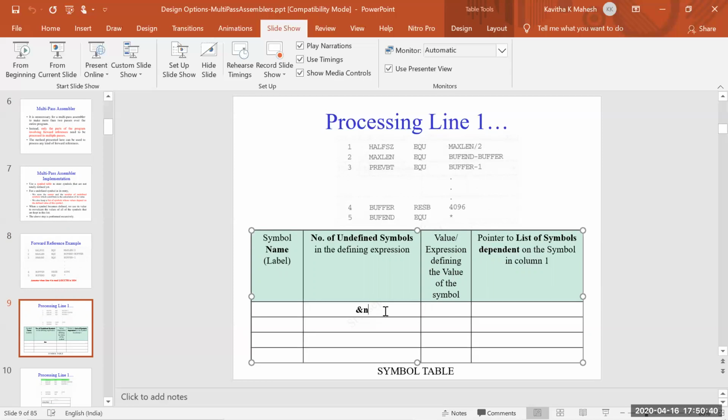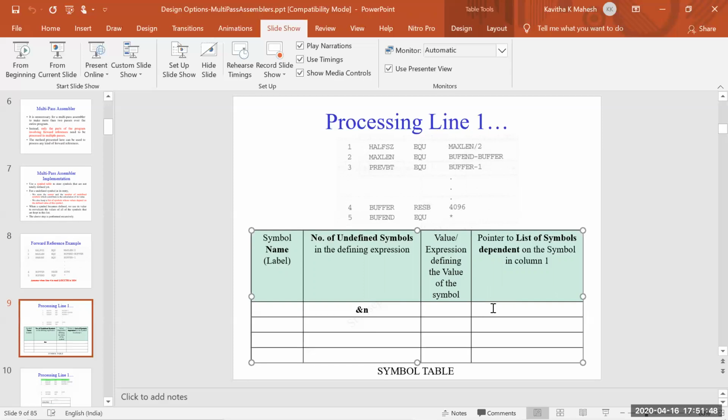The second column holds information about the number of undefined symbols in the expression that defines the symbol in the first column. For instance, in the first instruction here, the symbol name is halfset, which will be kept in the first column. The value of the symbol is given by the expression maxlen by 2, which will be kept in the third column. Now, in the defining expression, we have one symbol, that is maxlen, whose value is not known because maxlen comes at a later part of the program. So the number of symbols in the defining expression that are unknown is 1, because 2 is a constant. We know that 2 doesn't change, it's a constant. Only the value that is unknown here is that of the symbol maxlen. So the second column should indicate 1, indicating that one symbol in the defining expression is unknown.